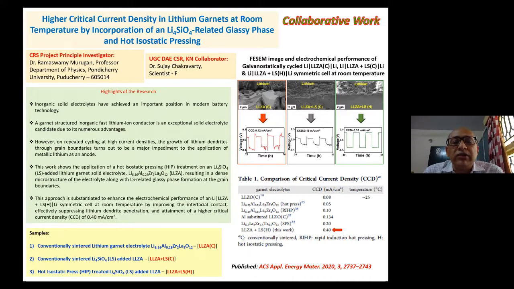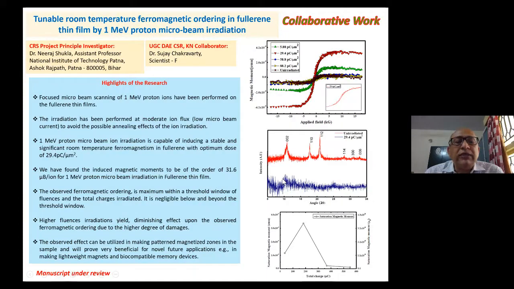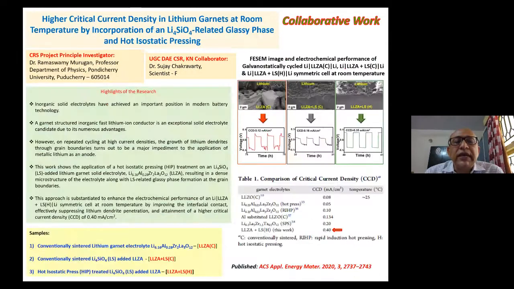lithium silicon oxide. I think this has interest from the ionic electrolyte, solid electrolyte application point of view. And then here we have done some of these SEM and other results. So this is the second one wherein we have collaborated for SEM.